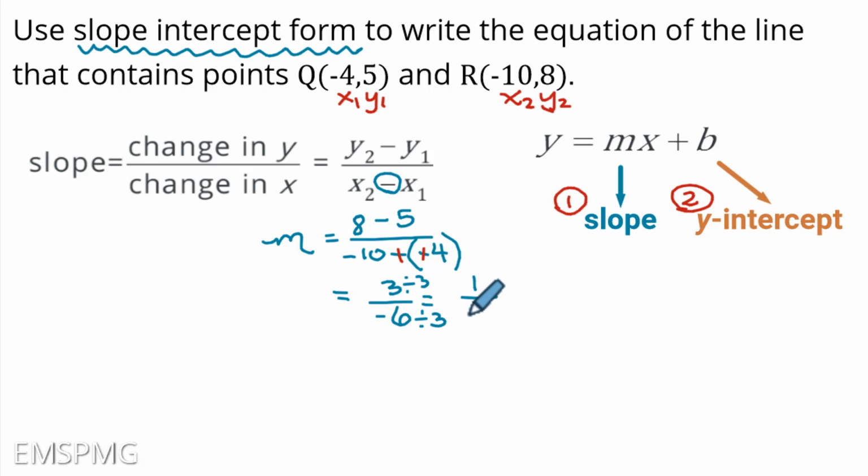6 divided by 3 is 2, and don't forget, a negative divided by a positive is still negative. So I put my negative in the front of the entire fraction. If you want to put it by the 1, that's fine. If you want to put it by the 2, it's okay. We don't usually put it with the denominator, but just make sure you understand this fraction, the whole fraction all together, is negative. So this is my m, this is my slope.